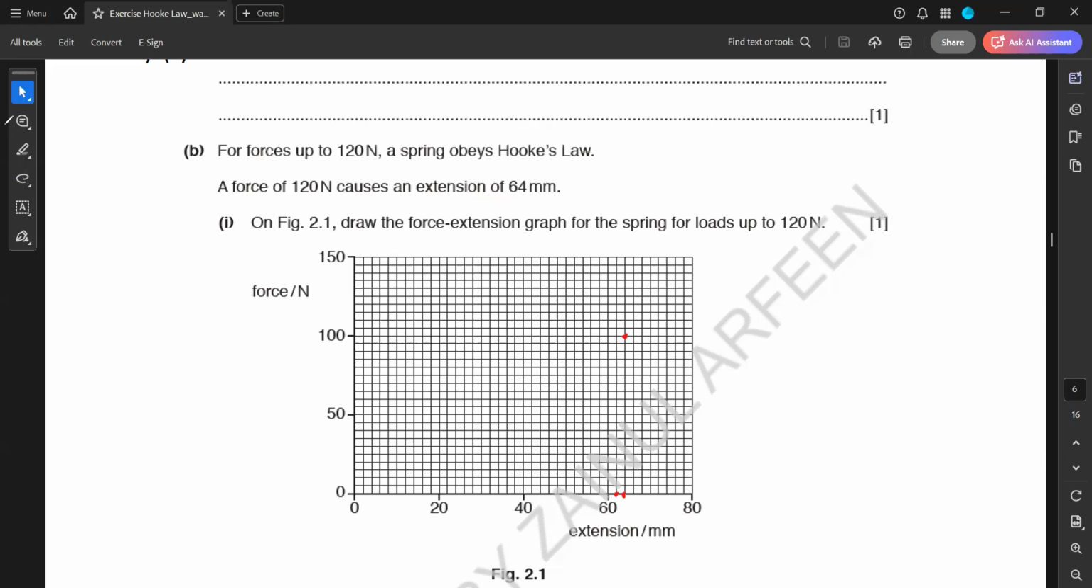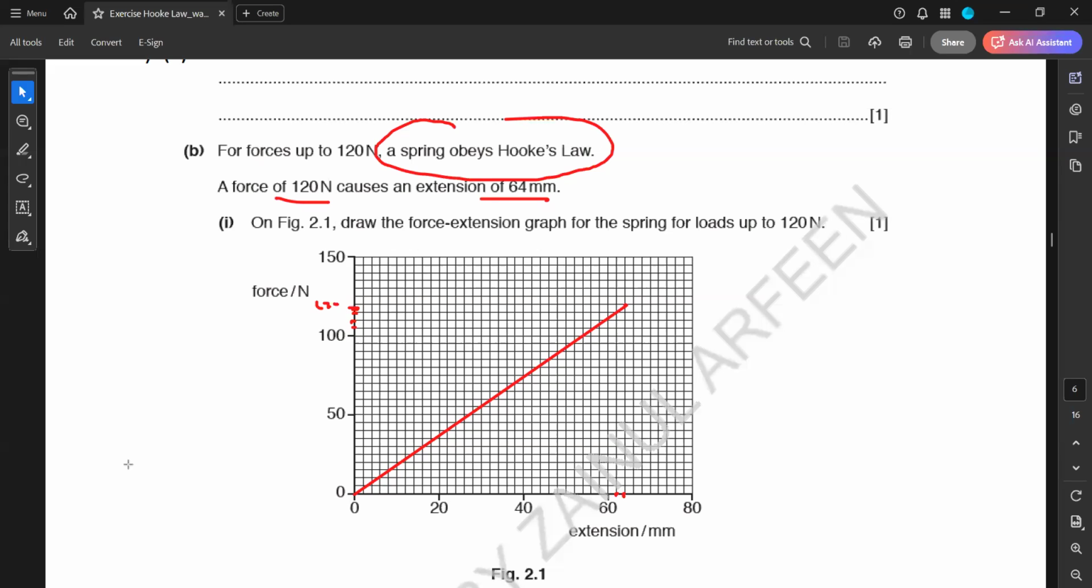Yes, 120 I mean. Here 10 boxes equal 50, so each is representing 5. So 105, 110, 115, and 120. So this is 120 and 64. Because they mention a force up to 120 and extension 64, it obeys Hooke's law. Obeying Hooke's law means force and extension are directly proportional, so it must be a straight line. So we'll sketch a straight line till 64 and 120.